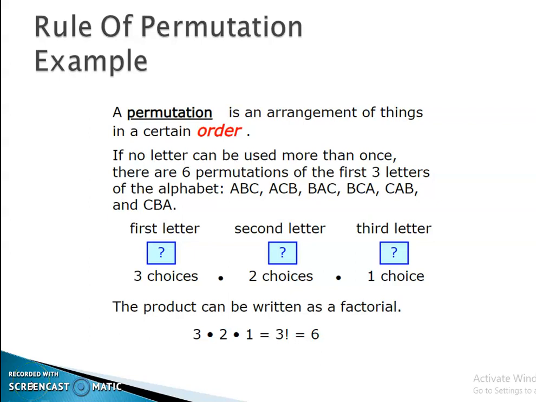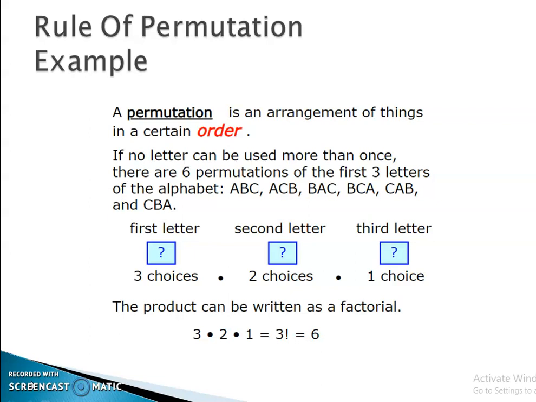Example of rule of permutation. A permutation is an arrangement of things in a certain order. If no letter can be used more than once, then there are 6 permutations of the first 3 letters of the alphabets. The first 3 letters are A, B, C.